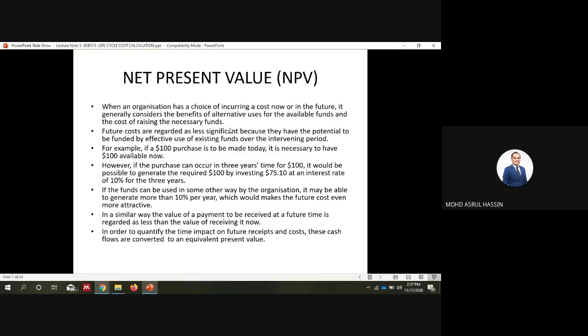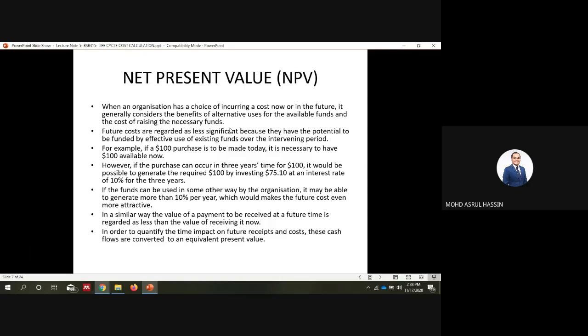For example, if a $100 purchase is to be made today, it is necessary to have $100 available now. Means that we need to have cash now. However, if the purchase can occur in 3 years' time for $100, it will be possible to generate the required $100 by investing $75.01 at an interest rate of 10% for the 3 years.